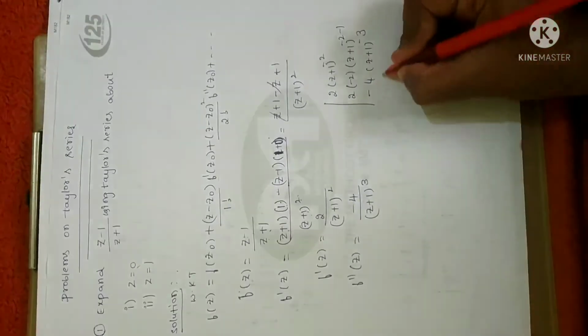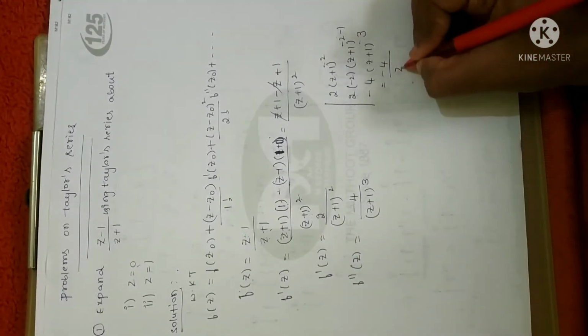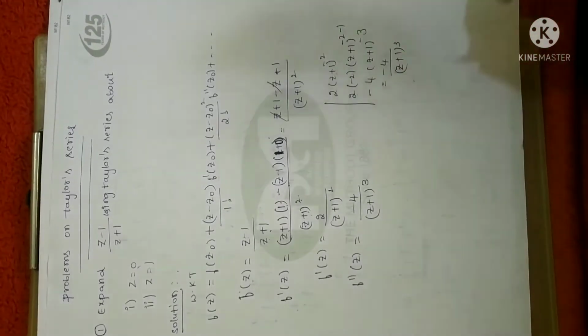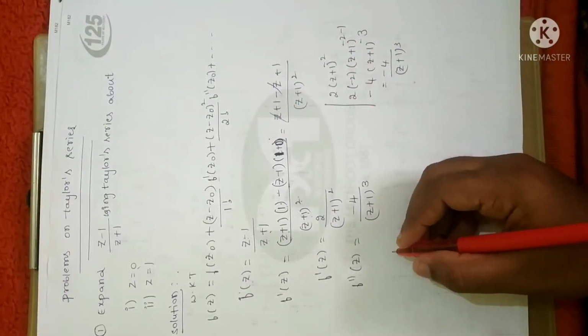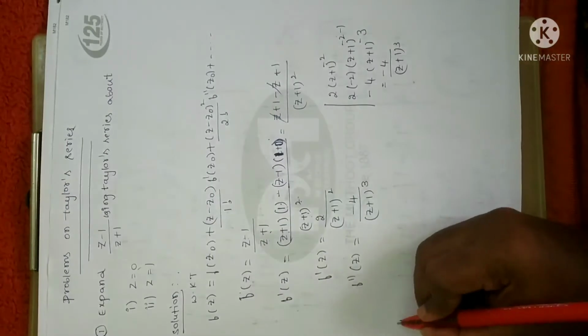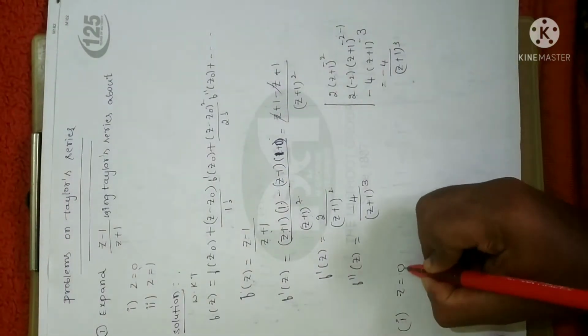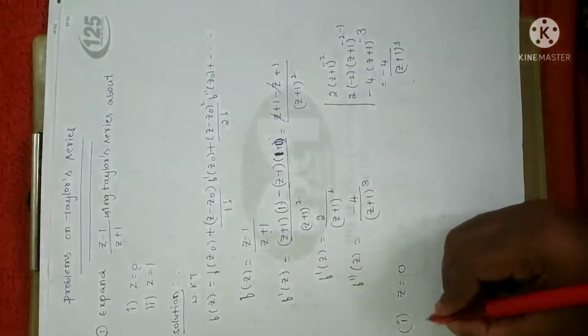Fine. So again I can write this as minus 4 divided by (z plus 1) cube. In each and every step I cannot explain differentiation, so you have to do it on your own. So f double dash I have done. Now we have to calculate for the first problem. I have to replace z with 0.